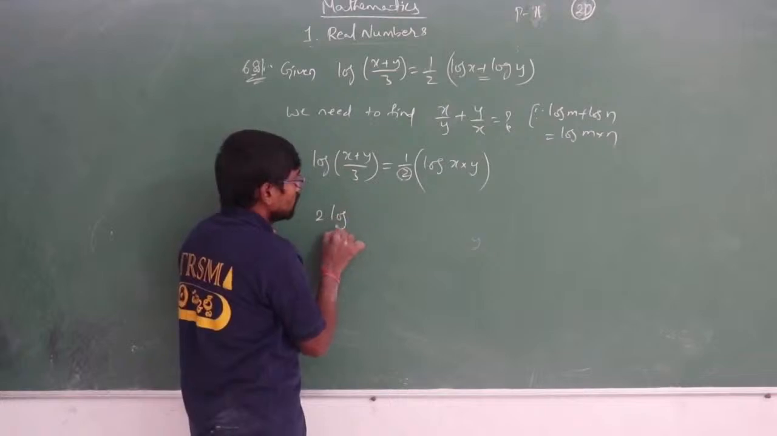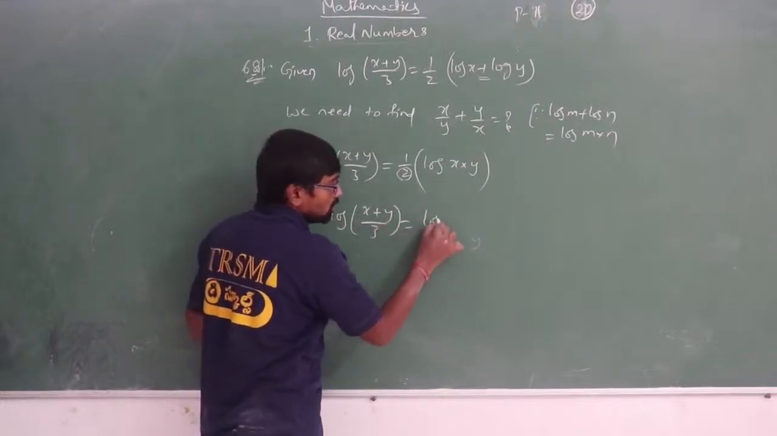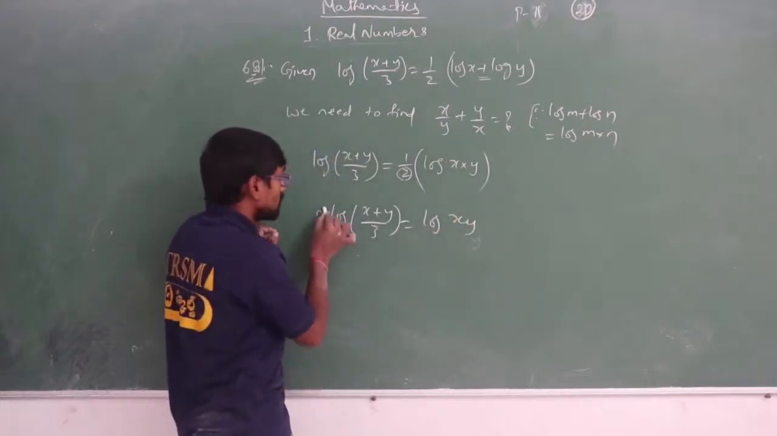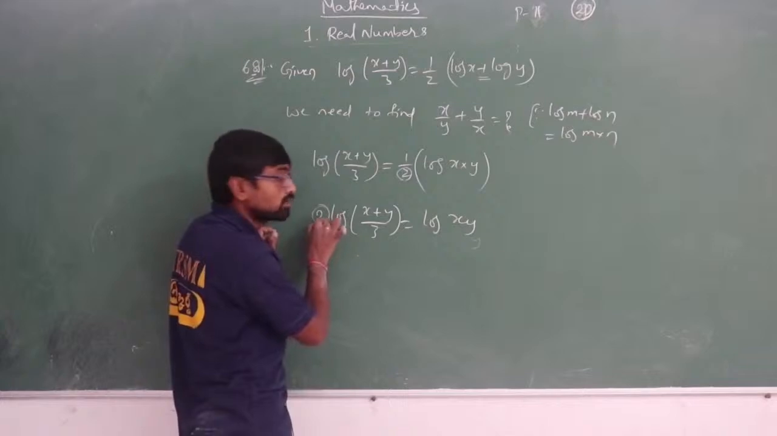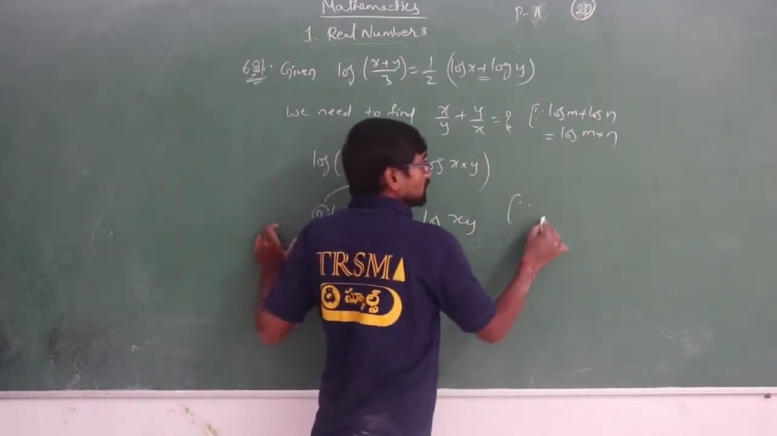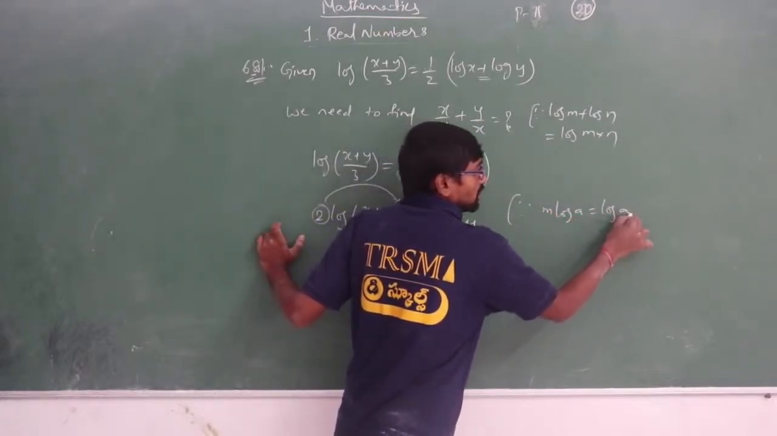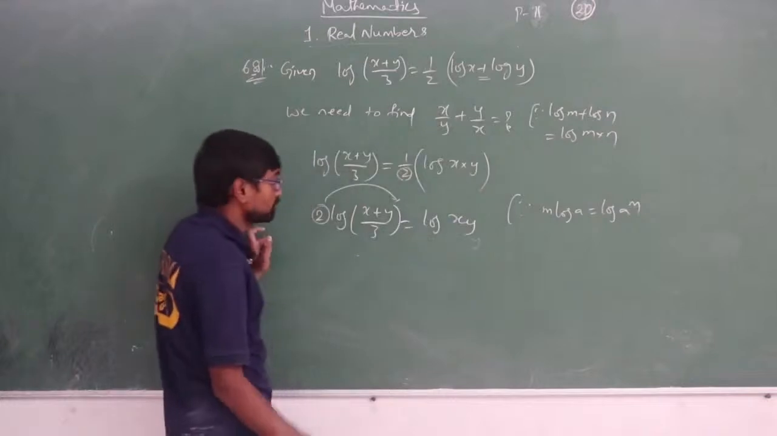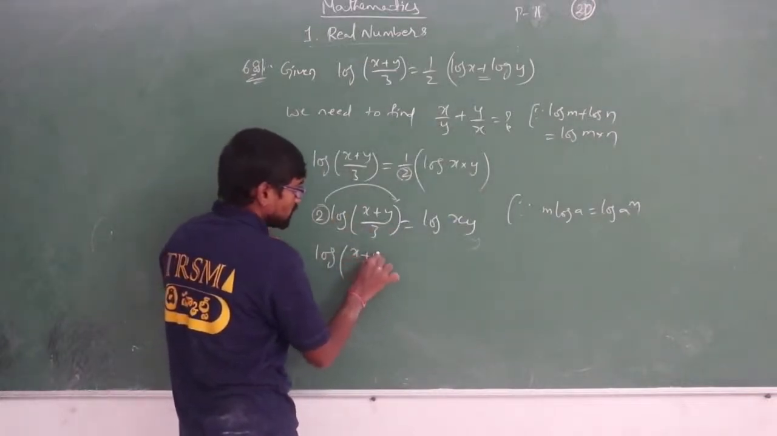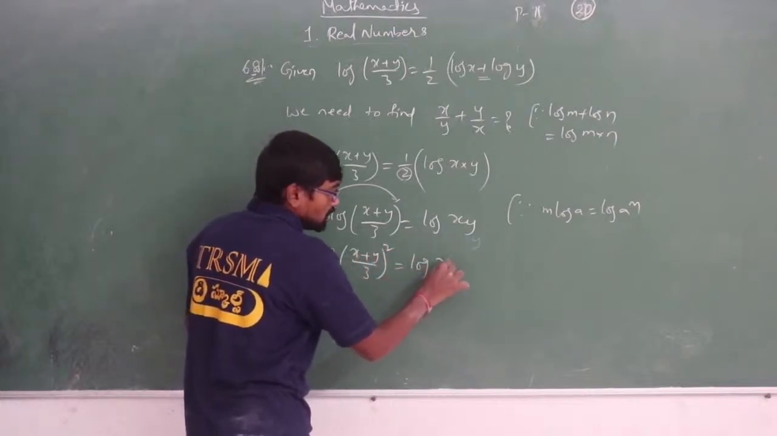So 2 log (x plus y divided by 3) is equal to log x into y, which is xy. Now 2 is multiplying in front. If it goes here, it will come as a power by the power rule, m log a is log a power m. So log ((x plus y) by 3) whole square is equal to log xy.